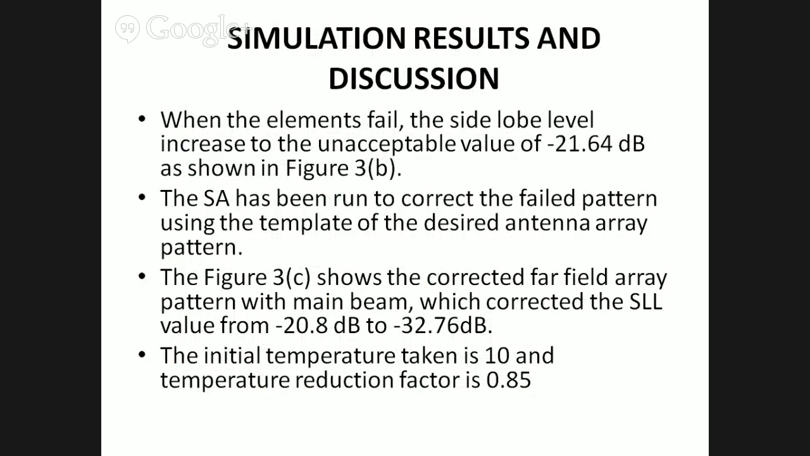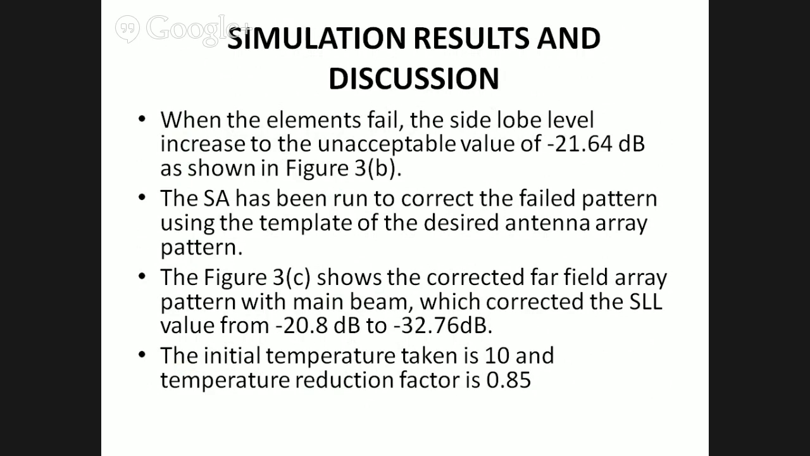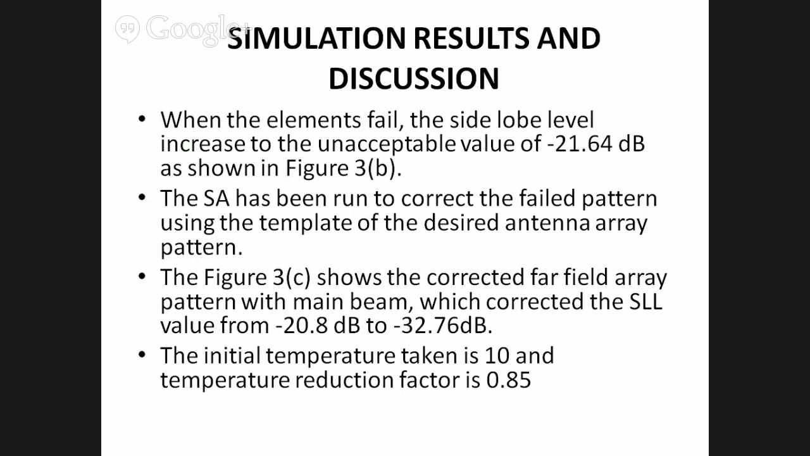When the elements fail, the side lobe level increases to an unacceptable value of minus 21.64 dB, as shown in the figure. This is the side lobe level. It has increased, and now it has been reduced. The corrected far field array pattern has a corrected side lobe level of minus 32.76 dB, which we have achieved. The initial temperature is 10, and the temperature reduction factor is 0.5.